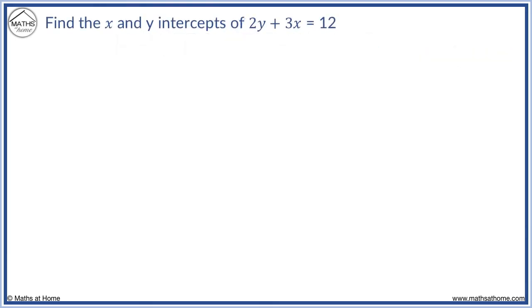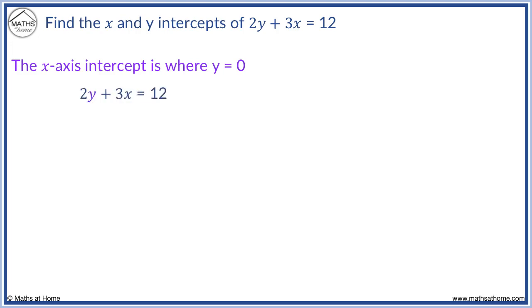In this question, we will find the x and y intercepts of 2y plus 3x equals 12. The x-axis intercept is where y equals 0. We take the equation and substitute y equals 0. 2y, or 2 times 0, equals 0. And so we have 3x equals 12. Dividing both sides of the equation by 3, we get x equals 4. The x-intercept has the coordinates of x equals 4 and y equals 0.